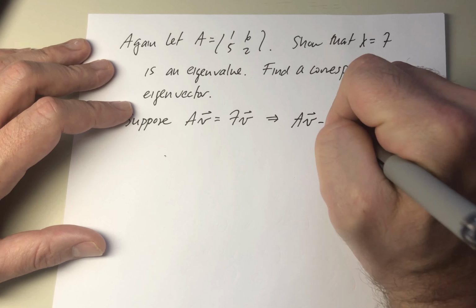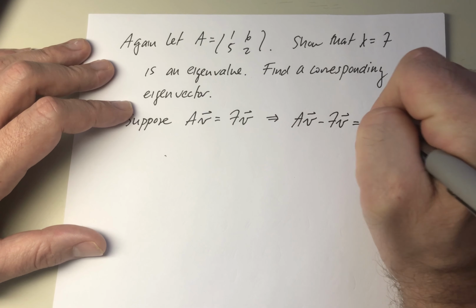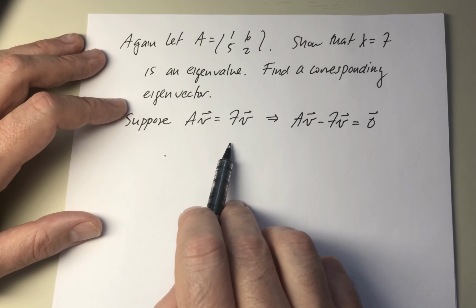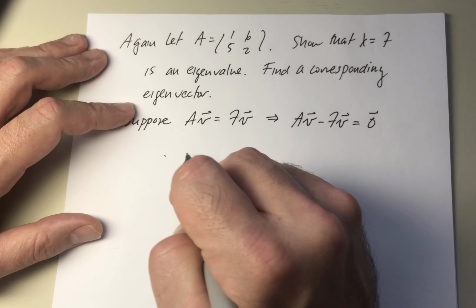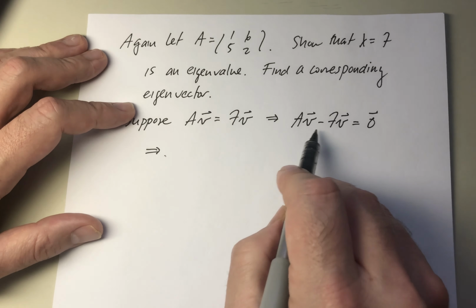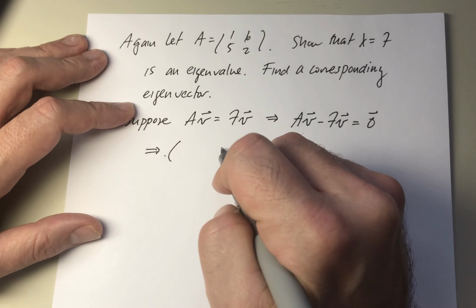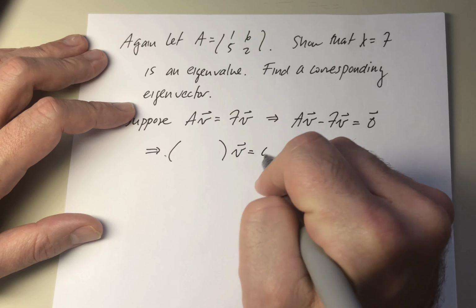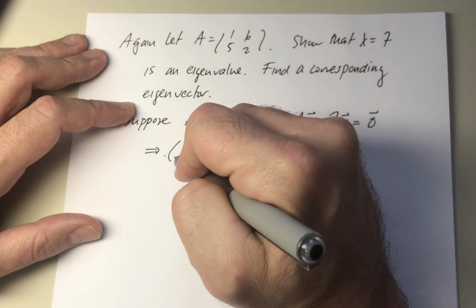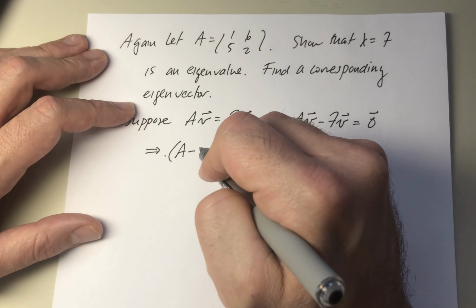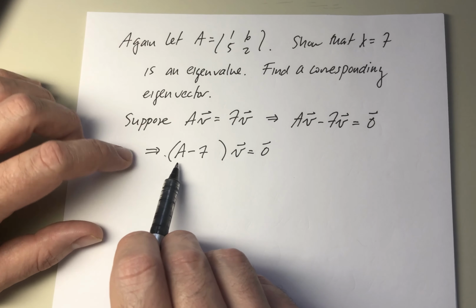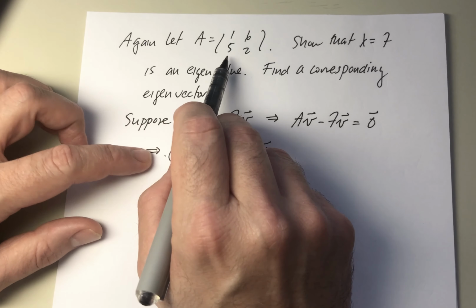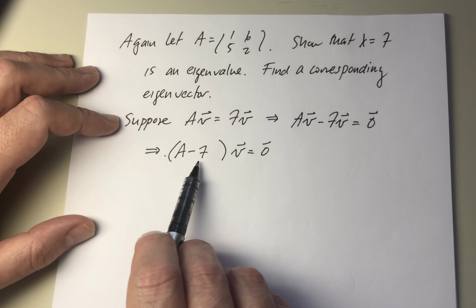So what you get is Av minus 7v equals the zero vector, just by subtracting 7v on both sides. And what this is saying is that you've got a v here that I can factor out. So I'm going to write this as something times v equals 0. Now, you kind of want to write A minus 7 here, but notice that this doesn't make sense because A is an n by n matrix, a 2 by 2 matrix here, and 7 is a number.